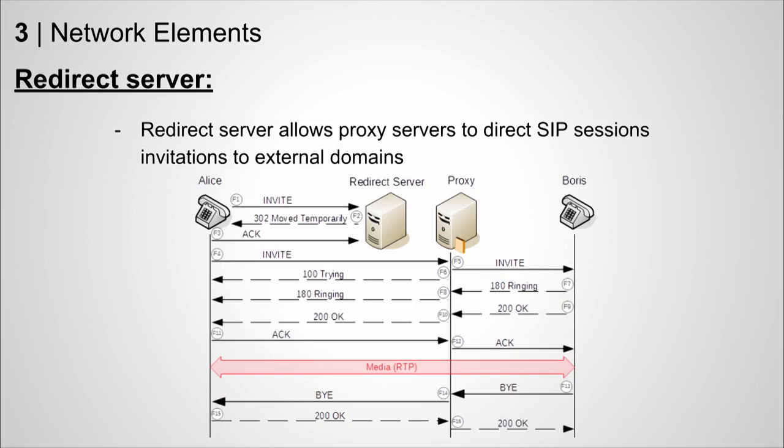Next element is redirect server. I'm just going to read this. Redirect server allows proxy servers to direct SIP session invitations to external domains. You can follow the chart up there. It's not so easy to follow, but this is off of Wikipedia. I'd recommend checking it out, clicking on the sublink for redirect server if you want to know more about this. It's not such a big deal for what we're going to be working on, but I thought it was interesting when it gets to a more intricate system.